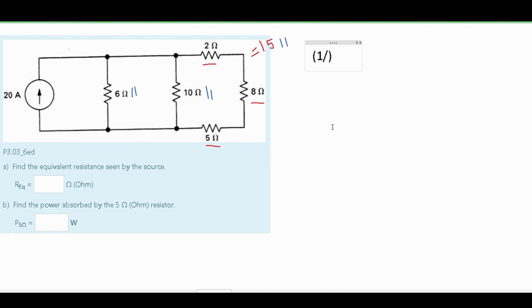We're going to have a 1 divided by our 6 plus a 1 divided by our 10 plus a 1 divided by our 15. This is all then going to be raised to the negative first power, and if we set this equal, we're going to get 3. These are all of our resistors in our circuit, so we're just going to have 3 ohms for our R equivalent. Now we're asked to find the power absorbed by our 5 ohm resistor.